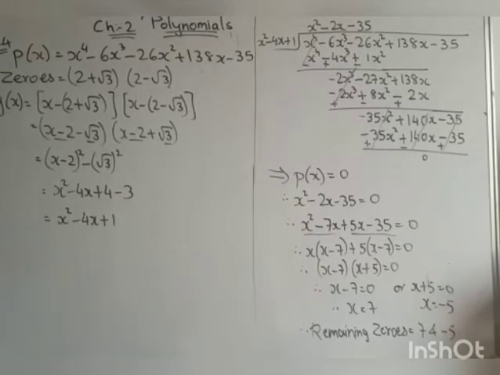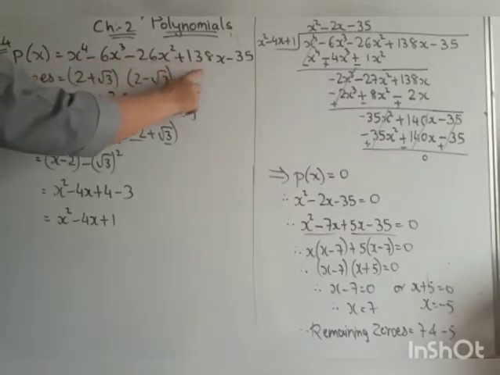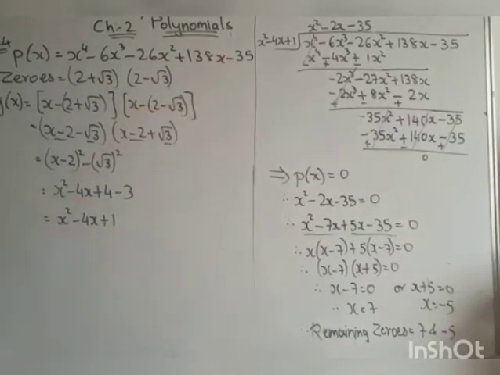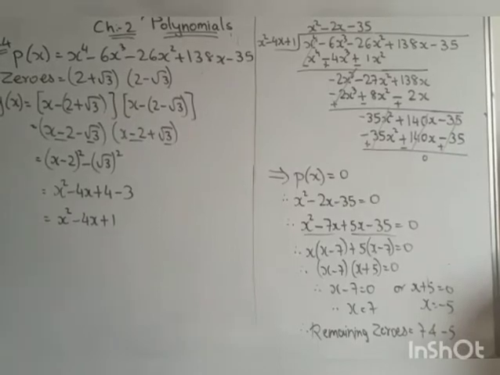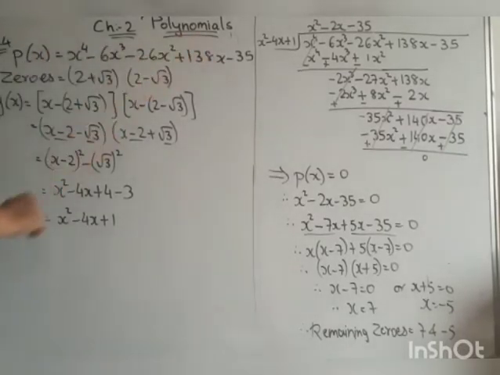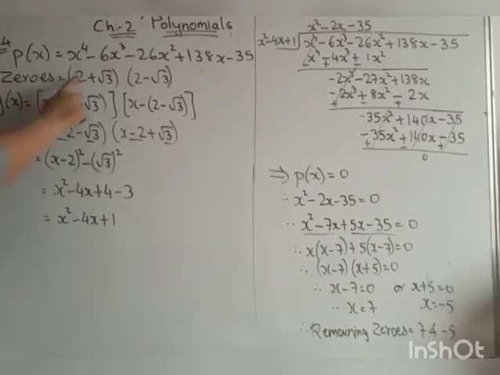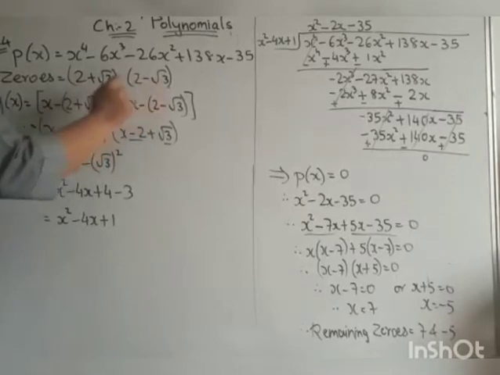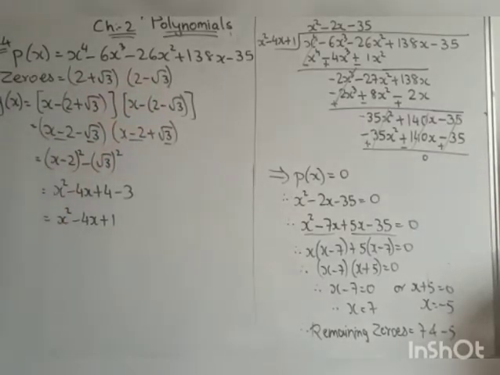Question number 4 is, if two zeros of the polynomial x raised to 4 minus 6x cube minus 26x square plus 138x minus 35 are 2 plus or minus root 3, then find the other zeros. This is the question. Now children, here the dividend is given, that is p of x, and the zeros are given: 2 plus or minus root 3. That means 2 plus root 3 and 2 minus root 3. We have to find the remaining zeros.